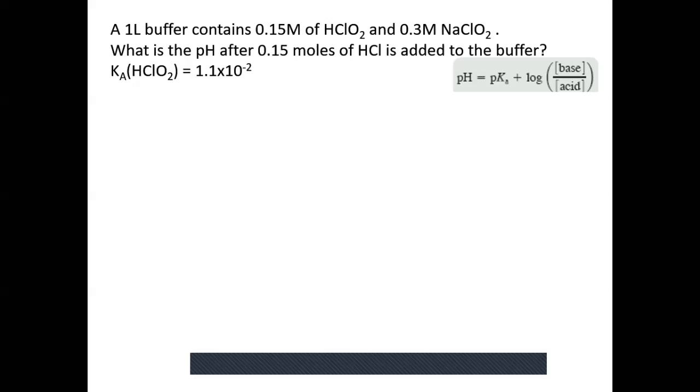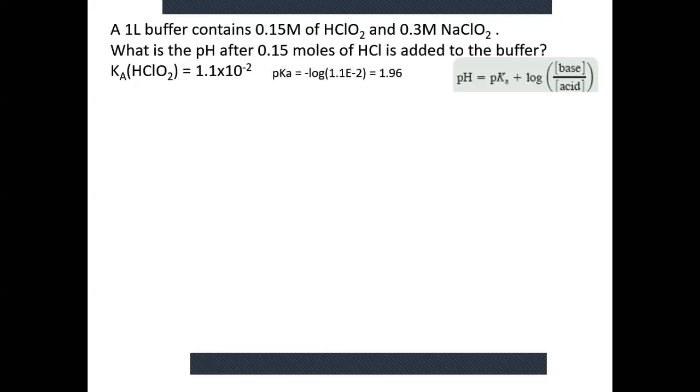So again, since we're dealing with buffers, we're going to be using the Henderson-Hasselbalch equation, pH equals pKa plus log of base over acid. Be careful when you Google this equation because sometimes it may say pH equals pKa minus log of concentration of acid over base. So the plus log means base is on top, acid is on the bottom. And since we're dealing with Henderson-Hasselbalch, we need the pKa. So you take the negative log of the Ka, gives you the pKa is 1.96.